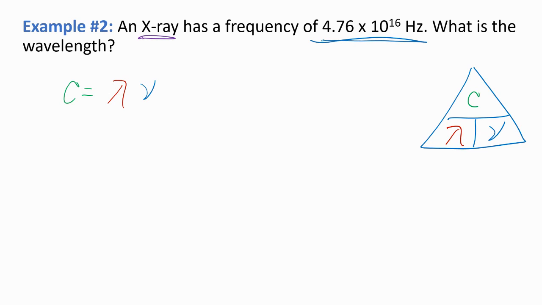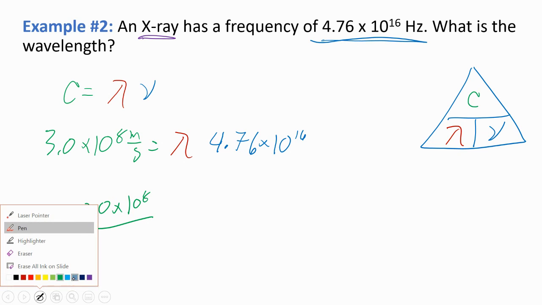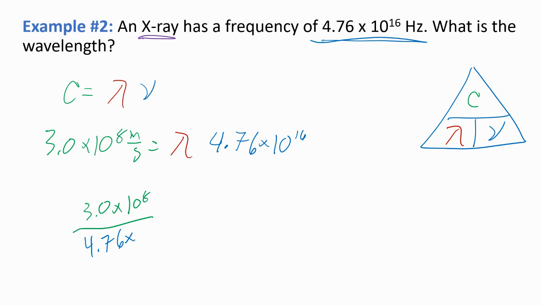So if we put everything together here, our speed of light is 3 times 10 to the 8th, and the lambda we don't know. We know the ballpark where it should be because it told us it's an X-ray. And then we have 4.76 times 10 to the 16 as the frequency. So again, you will always divide the speed of light by whatever's given, and in this case, what's given is the frequency. Checking our work, 8 minus 16 should be a ballpark of minus 8.